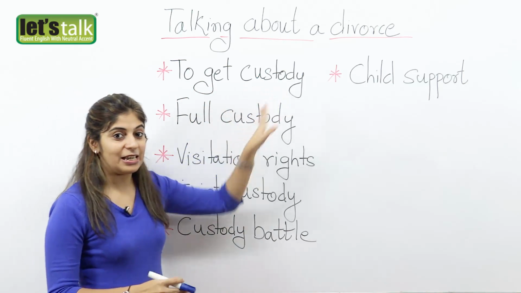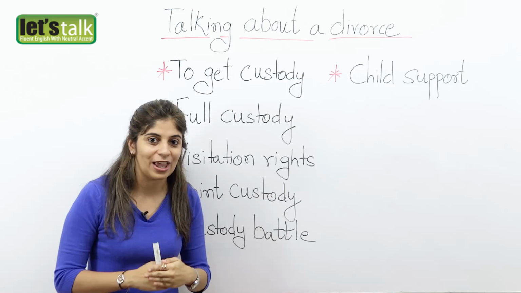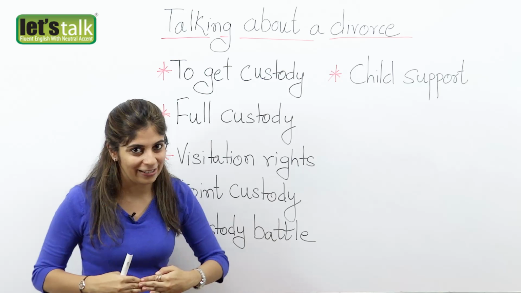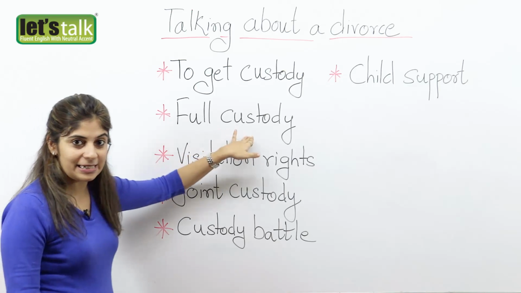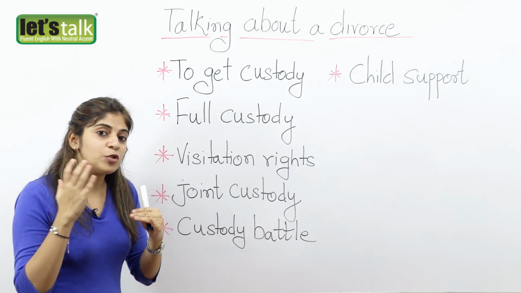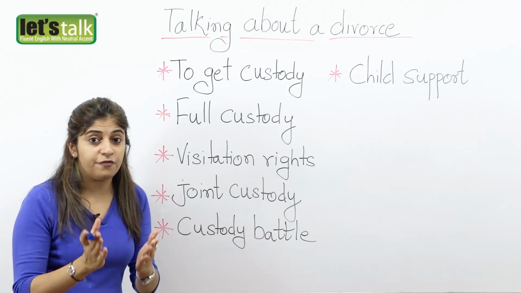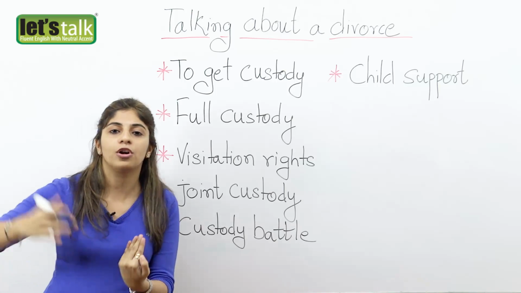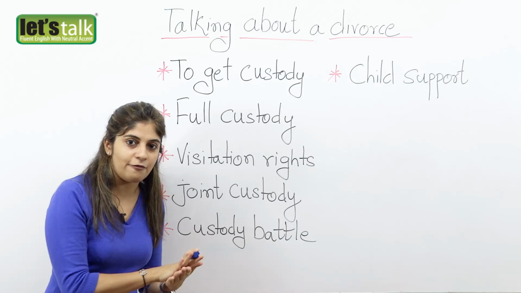Now, to get custody means deciding which parent gets to keep the child, okay? So that's exactly what they do. They decide who would get custody of the child, with whom the child would live. Now we have full custody, which in the eyes of the law means the child would live with one parent forever. So if the mother gets full custody, the child or children would live with the mother forever.